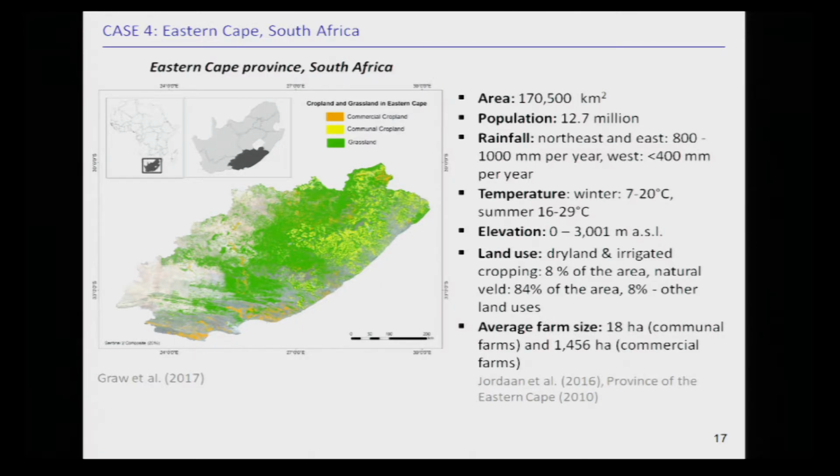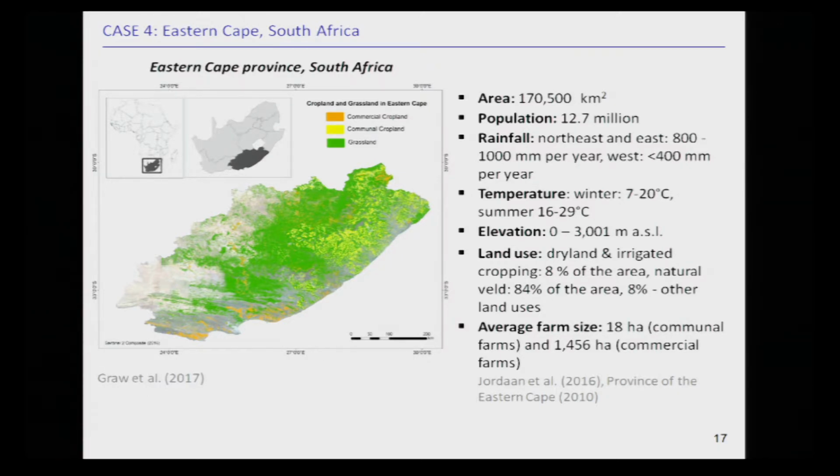In terms of land use, for those of you who are not very familiar with the South African tenure system, we have two different systems: commercial and communal farming. And in terms of land use, Eastern Cape is usually characterized by livestock production, so it's not crop production. Most of the area is natural veldt, which comprises 84% of the area, and it's used for livestock production. Cropping is practiced only on 8% of the area.